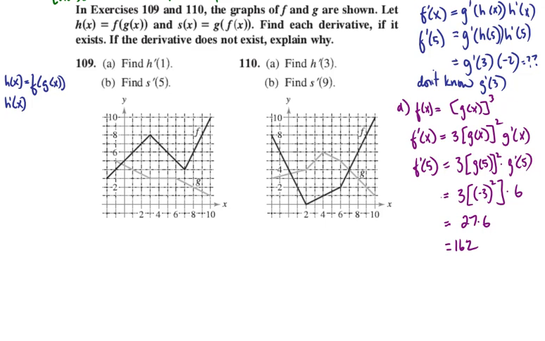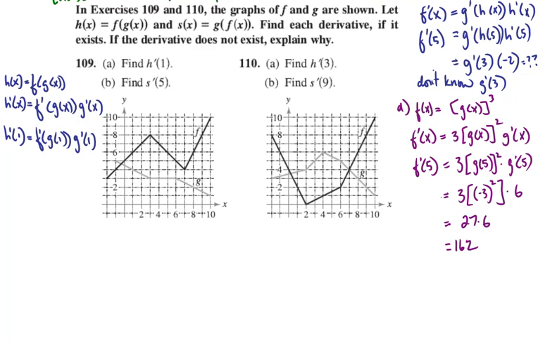Well, h prime of x we'll find using the chain rule. So we'll want the derivative of the outside, which is f prime, leave the inside alone, which is g of x, times the derivative of the inside, which is g prime of x. Then we specifically want h prime of 1 for 109, so that'll be f prime of g of 1 times g prime of 1.